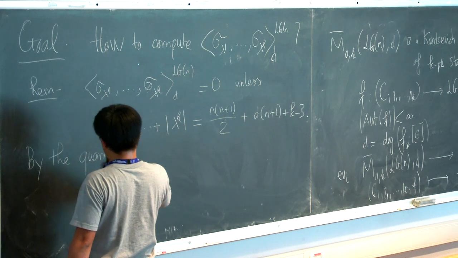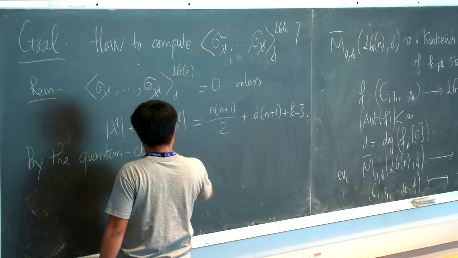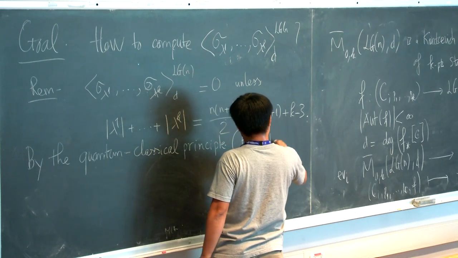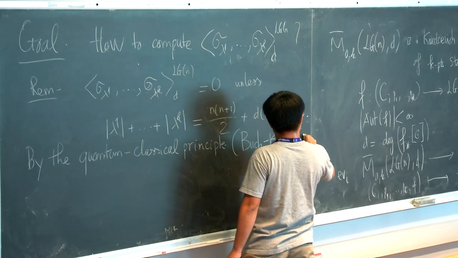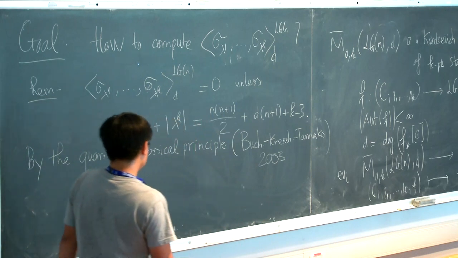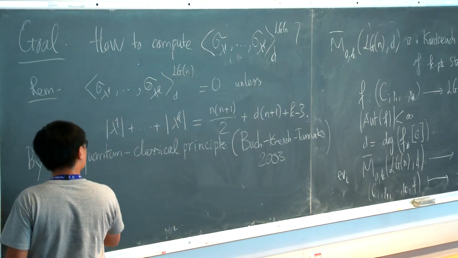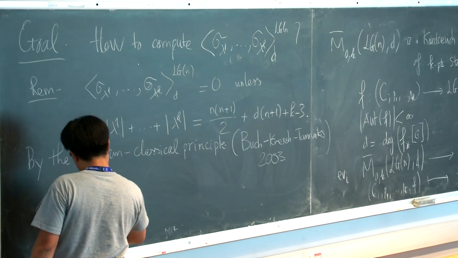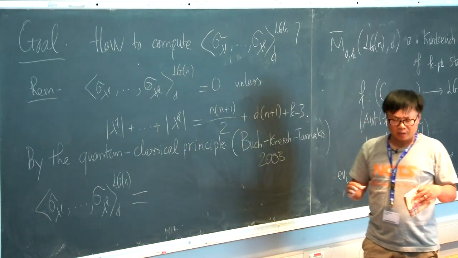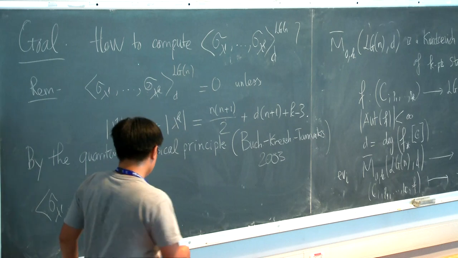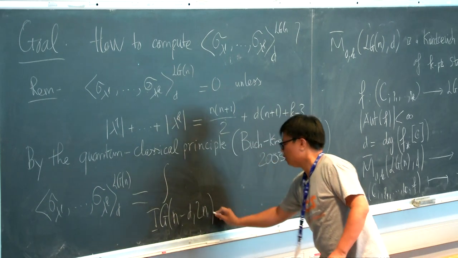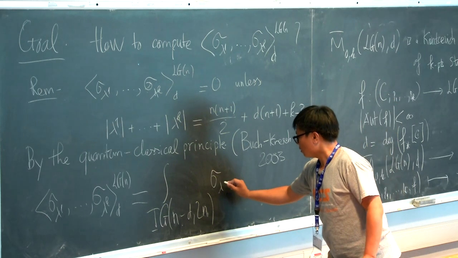And by the quantum to classical principle due to Buch, Kresch and Tamvakis in 2003, they proved that the Gromov-Witten invariant sigma lambda 1 up to sigma lambda k can be computed as a classical intersection number over an isotropic Grassmannian, so the integral over IG(n minus d, 2n) of sigma lambda 1 up to sigma lambda k, with the d notation.